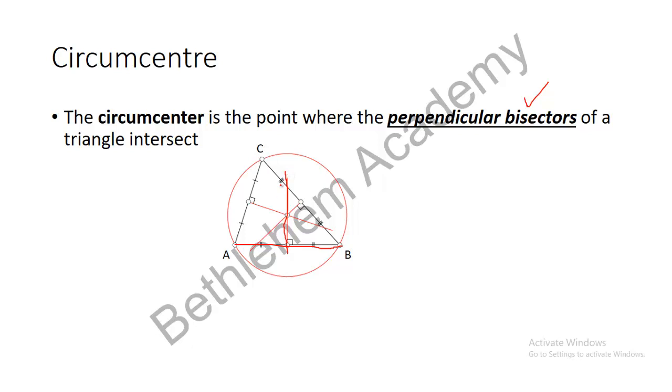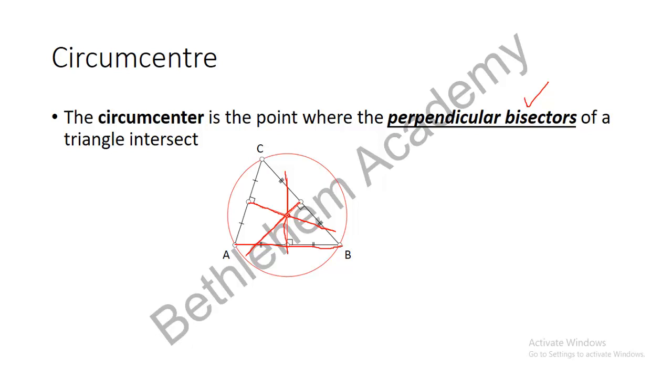Each side will have only one perpendicular bisector. So in this given example, AB is one side and this line is the perpendicular bisector of AB. Similarly, BC is a side and this line is the perpendicular bisector of BC. This line is the perpendicular bisector of AC. Wherever these three lines intersect, that point is called the circumcenter of a triangle.